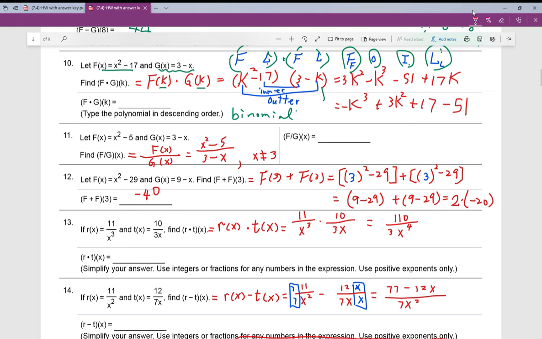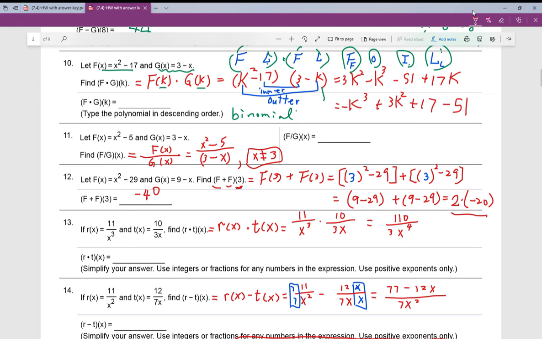Number 11, division. Now when you do division, the g becomes the denominator. So you want to take a note. The denominator is not supposed to be 0, therefore s cannot be 3. And number 12, you have addition with the same input, and basically the same function plus itself. So it's just 2 times, right? 2 times.